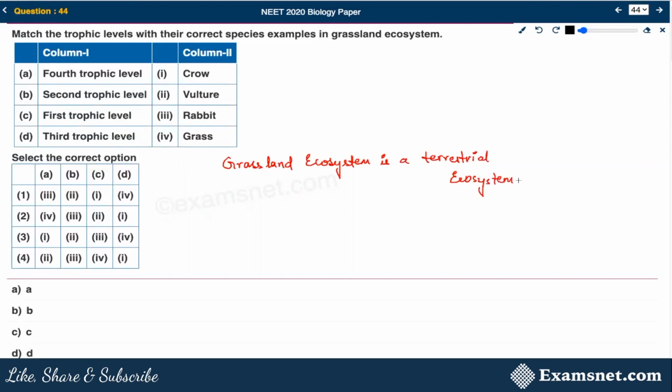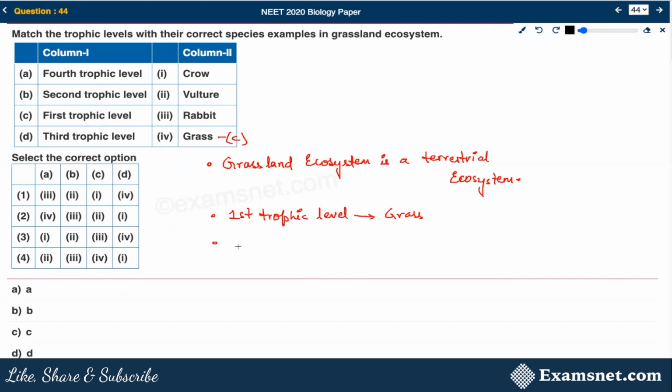And if we look into the various kinds of trophic levels found in them, the first trophic level is occupied by grasses only. So first trophic level, option C, will go with grass. So this is with option C.